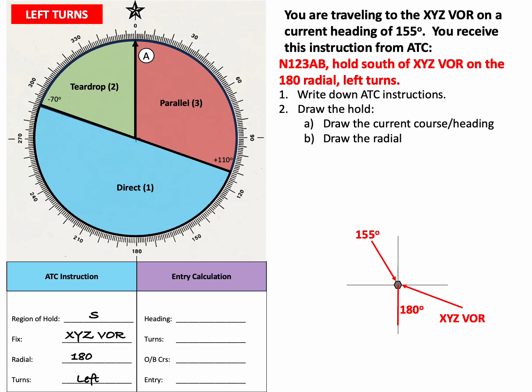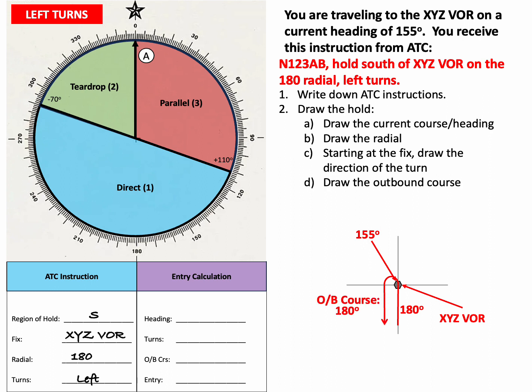Now, starting at the fix, draw the direction of turn, in this case, left turns. Next, draw and label the outbound course, and then add the last turn to complete the holding pattern. Now that you have a diagram to visualize the hold, we start our entry calculation.